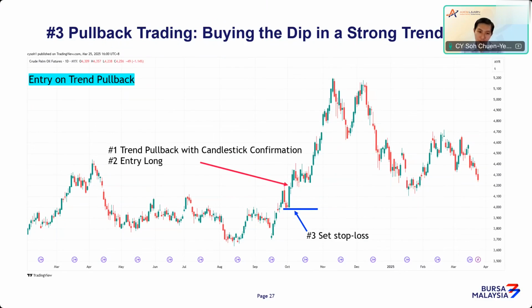Same thing, without a moving average, you can also do your pullback trading. But of course, you need to use another kind of tools to make your trading decision. In this case, you can combine candlestick confirmation to support your decision whether to enter the pullback trade or not.